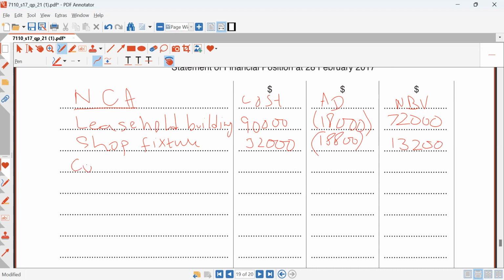Then we have computer equipment. Cost of computer equipment is 60,000. Provision for accumulated depreciation, total depreciation charged on computer equipment, is 47,400. We'll subtract both of these and we will get 12,600. Now we will add all the net book values. The sum of these three net book values is going to be 97,800.